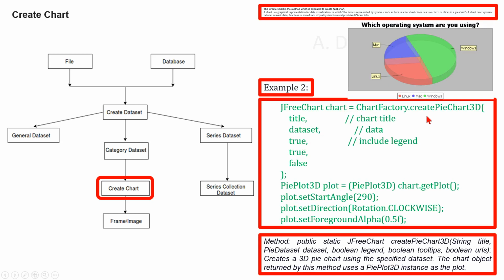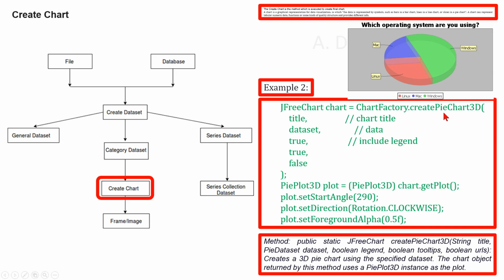Here the method public static JFreeChart createPieChart3D(String title, PieDataset dataset, boolean legend, boolean tooltips, boolean urls). This creates a 3D pie chart using the specified dataset.